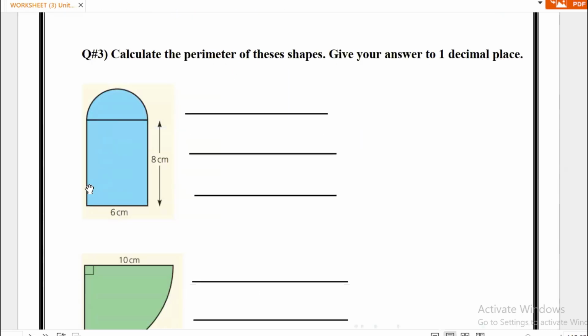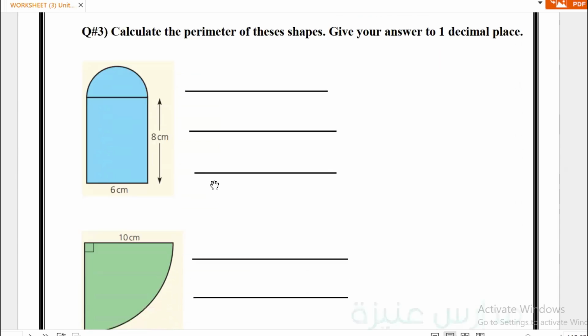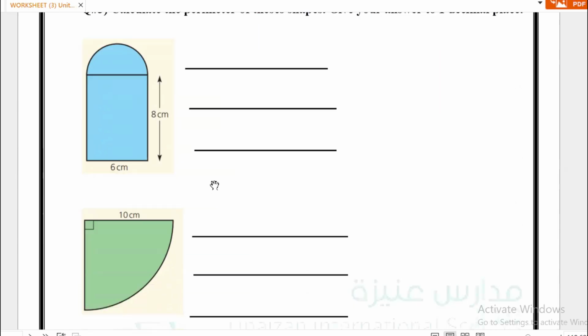Next, question number 3. Calculate the perimeter of these shapes. Give your answer to one decimal place. So remember that when we are looking at the perimeter, we must know the outer lengths of the given shape. So in this case, when we try to find the curved length of perimeter, we need this formula pi r. And here down is a kind of rectangle, so opposite sides are same. And remember this whole length is 6, so half of 6 is 3. It means r is 3.